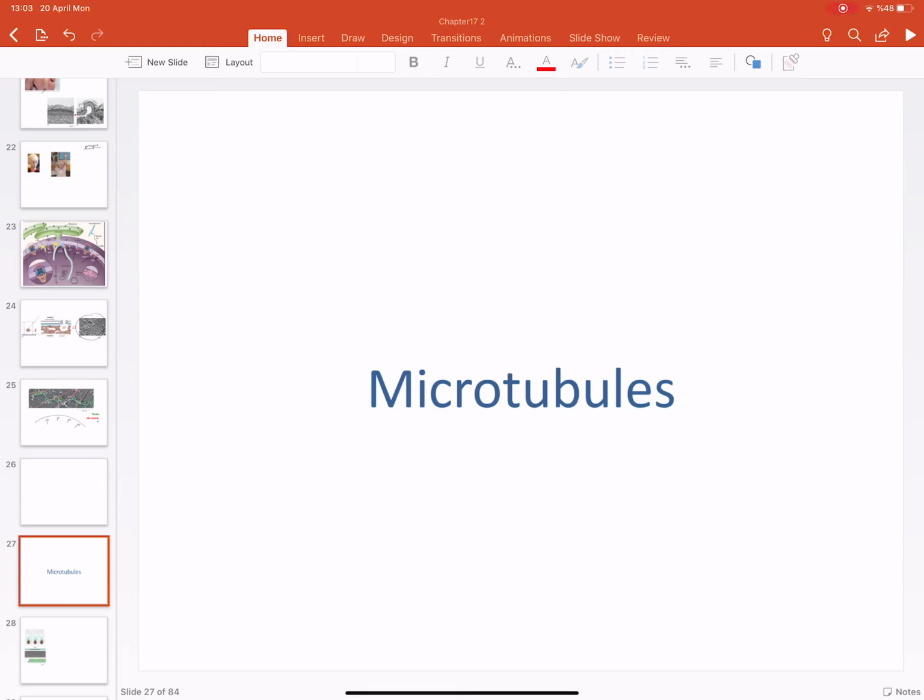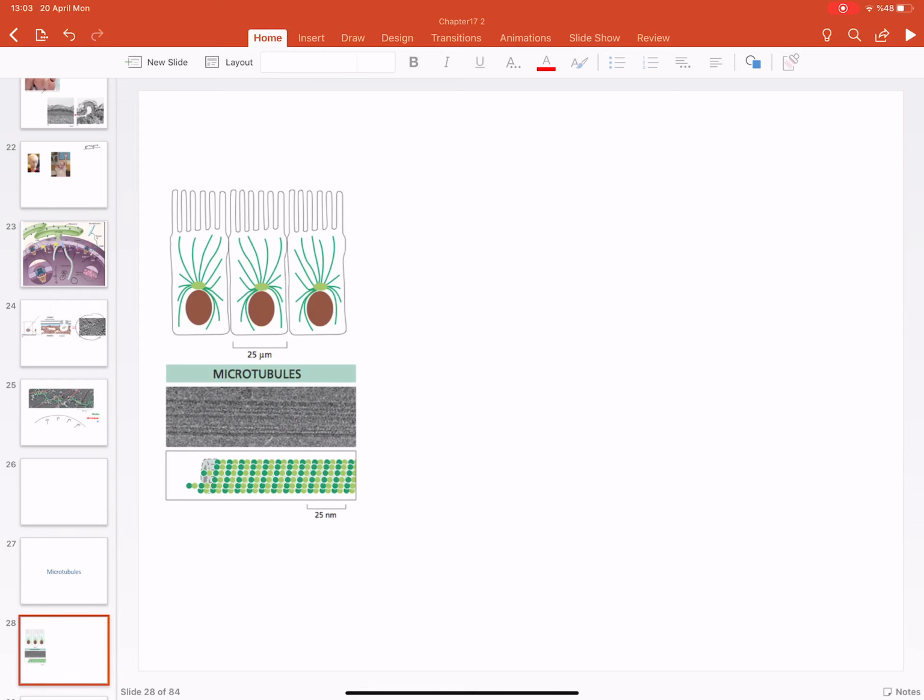Okay, let's continue with microtubules. We have finished the intermediate filaments briefly. This is the second cytoskeletal element that we are going to talk about, and let's check how it is localized in the cell. Unlike the intermediate filaments, which exist anywhere in the cell, microtubules are localized in the center of the cell. All the microtubules in the cell originate from one single center. This is the first thing.